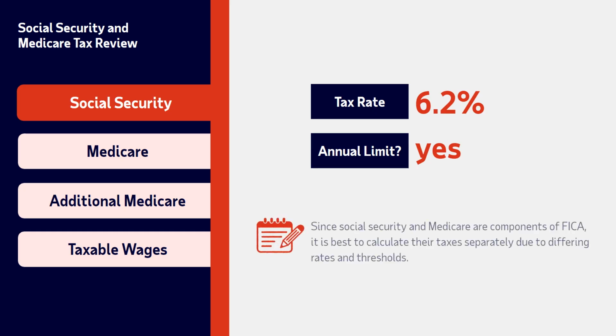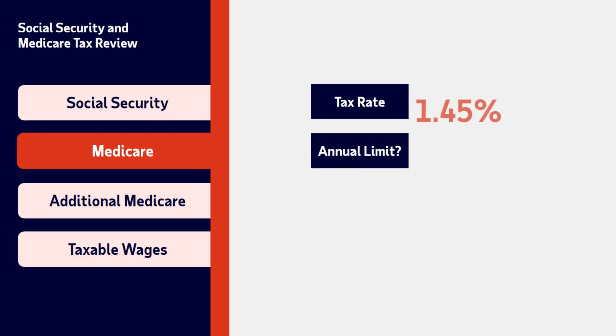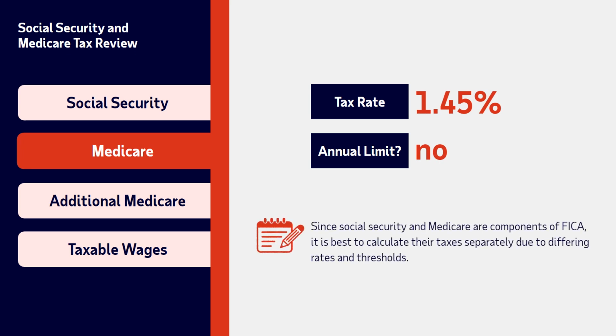Note, since Social Security and Medicare are components of FICA, it is best to calculate their taxes separately due to differing rates and thresholds. Medicare. The tax rate is 1.45%, and there is no annual taxable wage limit. Again, it's important to note that Social Security and Medicare are part of FICA, so it's advisable to calculate their taxes separately due to different rates and thresholds.